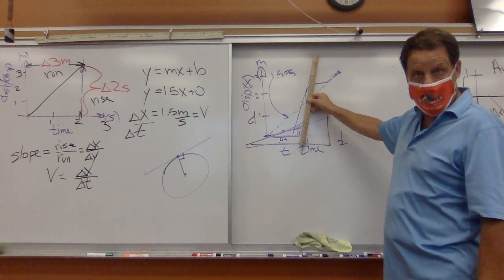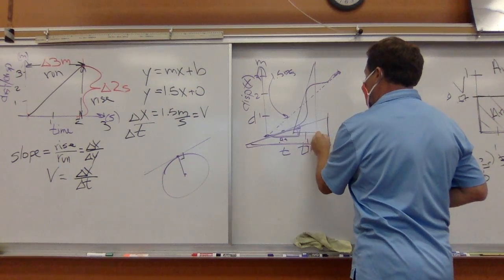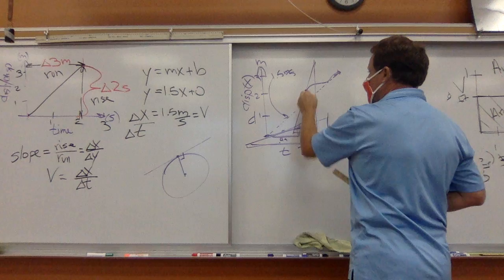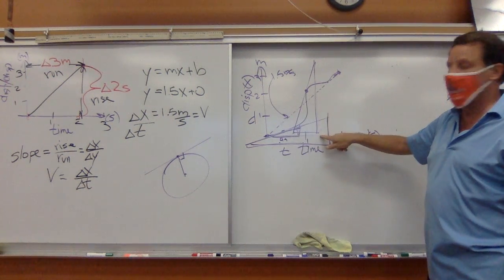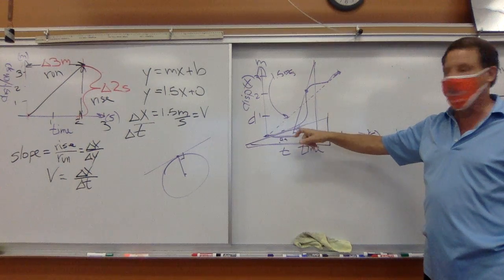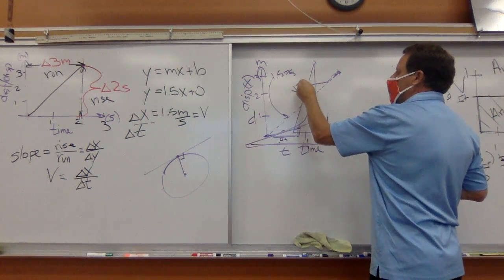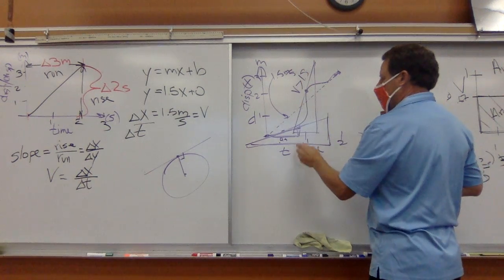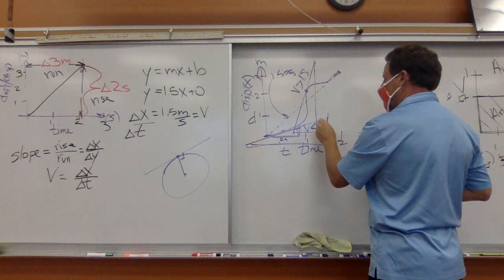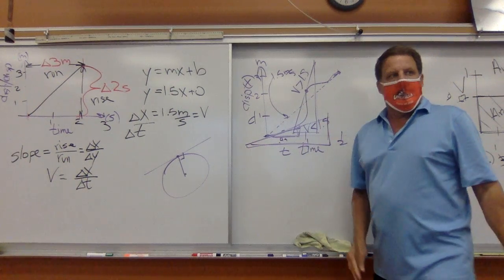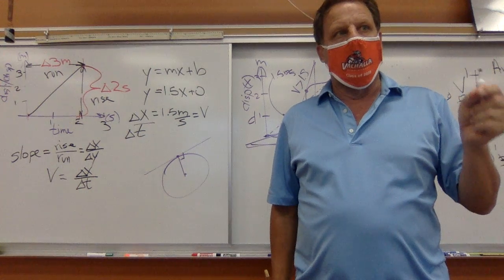Why? Because the slope is now greater. If we were to take the slope of this tangent line, we would see a greater rise over run, and therefore this would indicate a velocity greater than 1.5, and here this velocity would be less than 1.5.